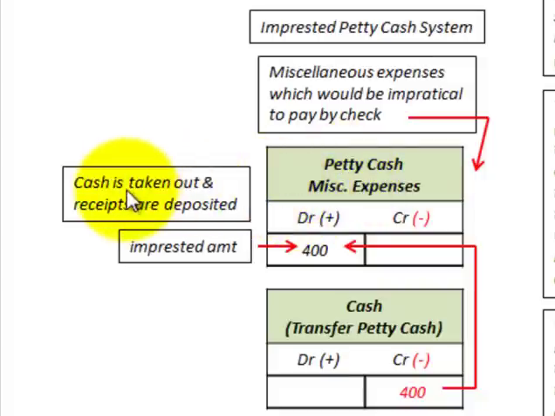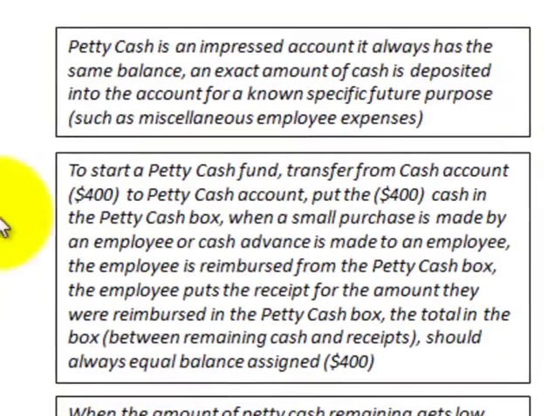What it does is cash is taken out of it and receipts are deposited for the cash that is taken out, and it has an imprest amount. In this case we're going to be looking at $400, and that means it's going to stay constant for paying out those expenses. So we take from our regular cash account, we credit or reduce it for $400, and then we debit or increase our petty cash account for $400. But let's look at how this actually works in practical application.